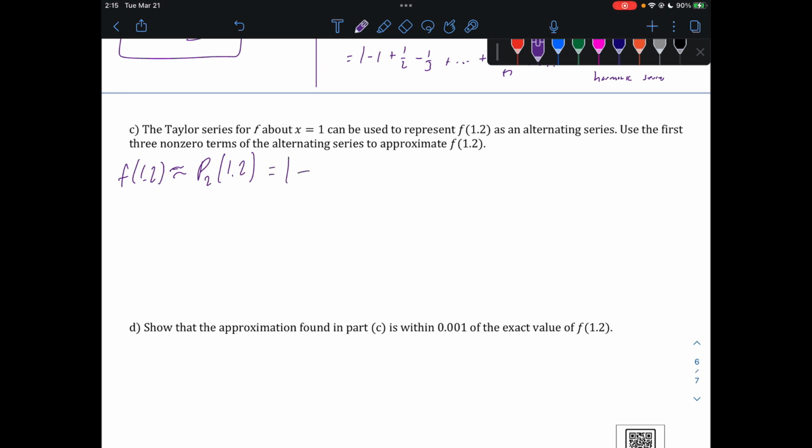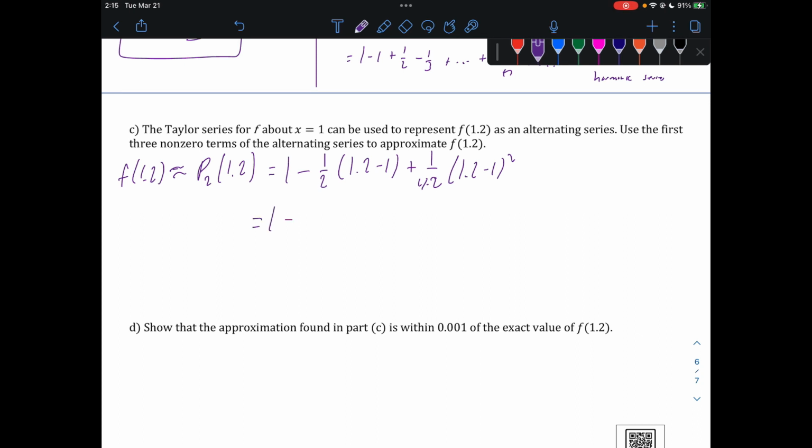So 1 minus 1/2 times (1.2 minus 1) plus 1 over 4 times 2 times (1.2 minus 1) squared. That's 3 terms. So that's it. That's all we're trying to do there. Okay, now we can do some simplifying with that.